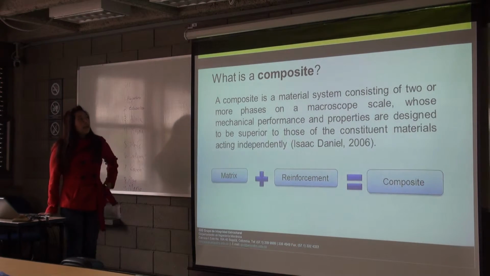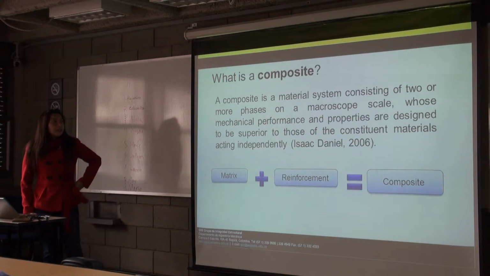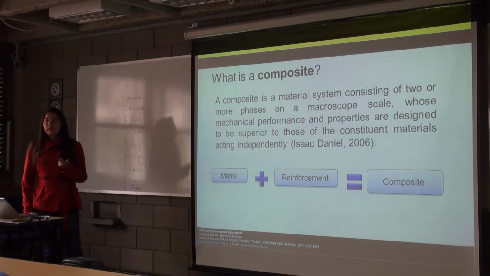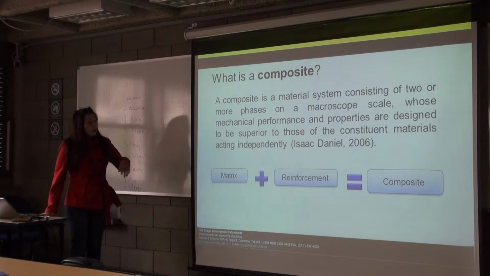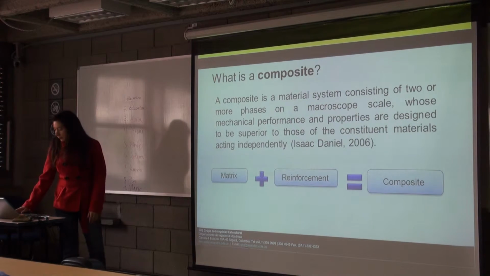According to Isaac Daniel, a composite is a material system consisting of two or more phases on a microscopic scale whose mechanical performance and properties are designed to be superior to those of the constituent materials acting independently. This definition could be complex. In other words, it means that if you combine two materials, you create a new one with superior and unique properties. In this case, one material is the matrix and the other one is the reinforcement. And if you combine those materials, you create a composite.